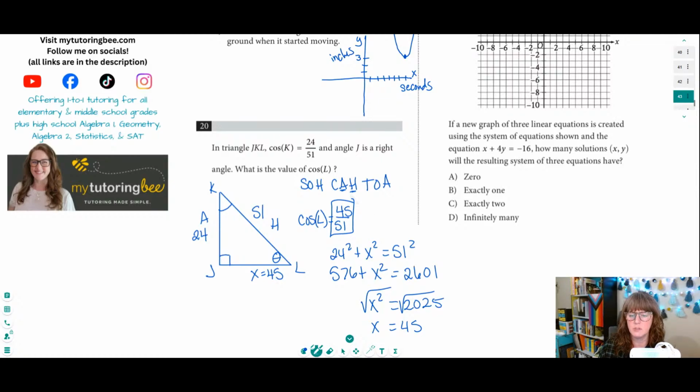We can reduce that by 3. Those are both divisible by 3. 45 divided by 3 is 15, and 51 divided by 3 is 17. Great. So we're probably going to be looking for a reduced fraction on that one.